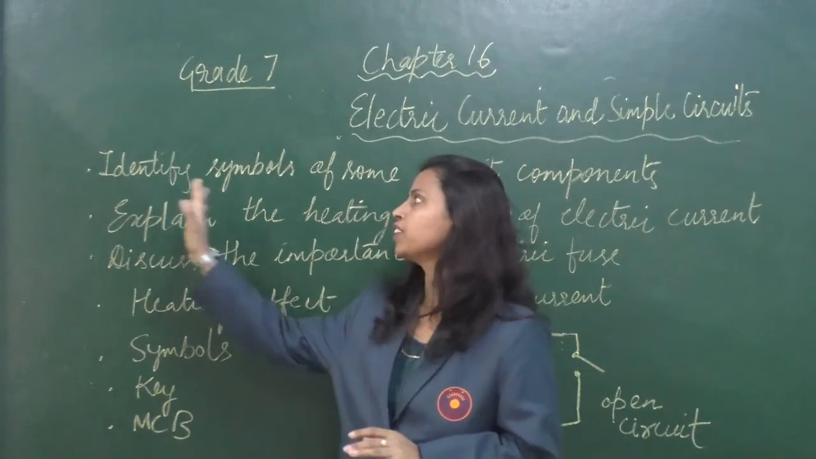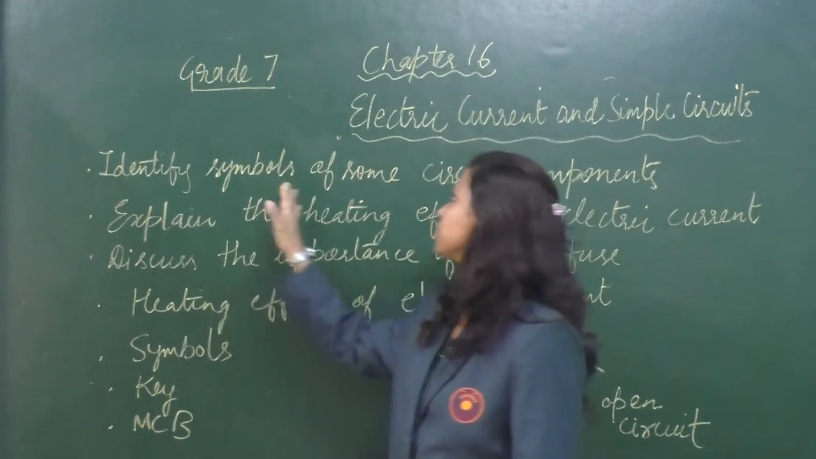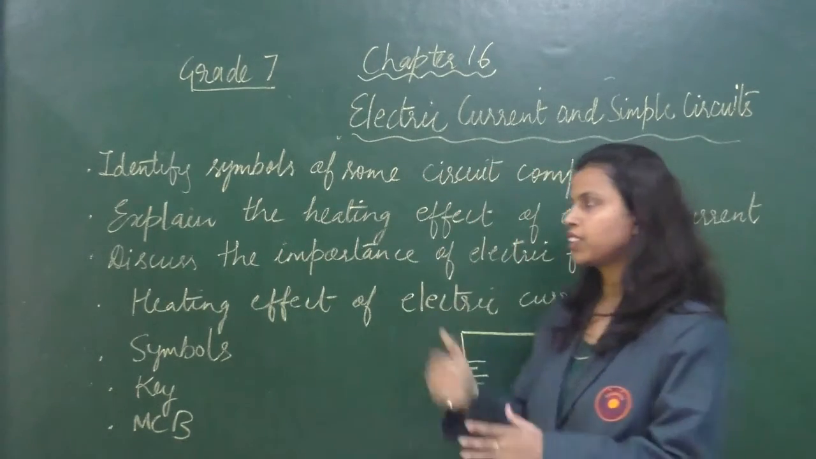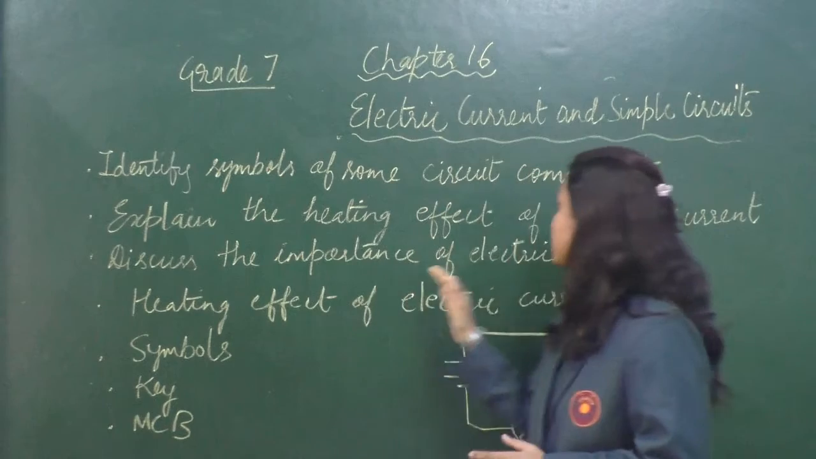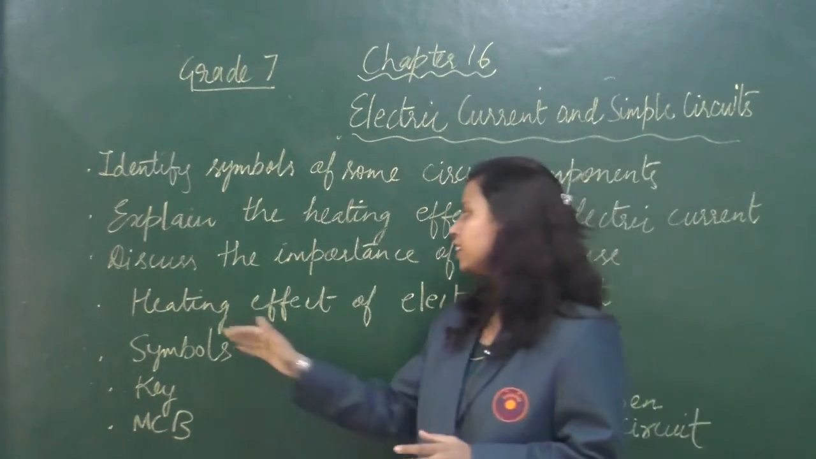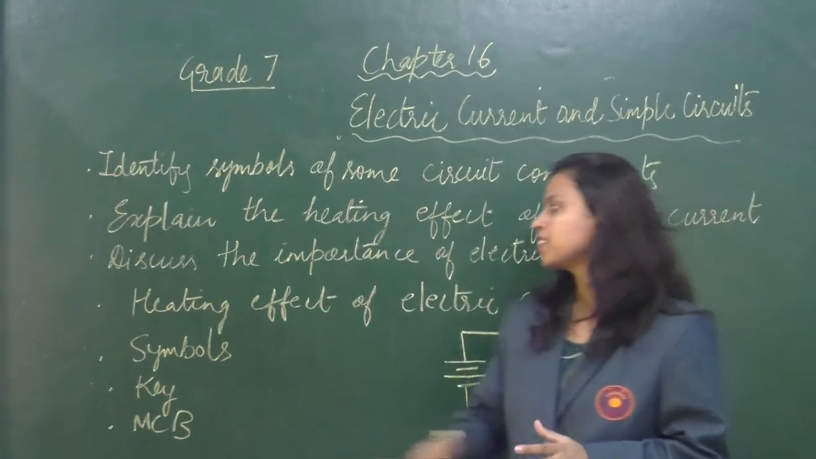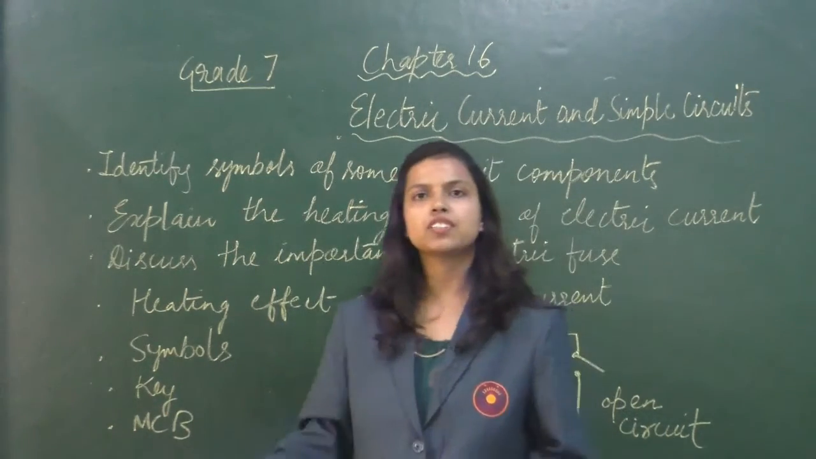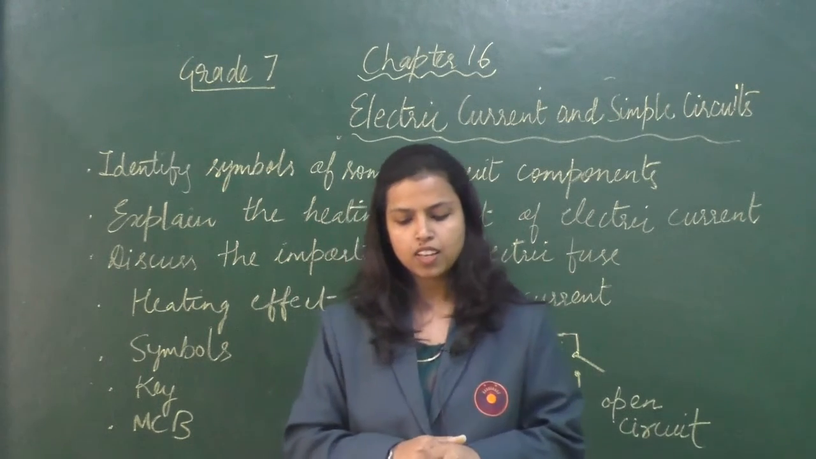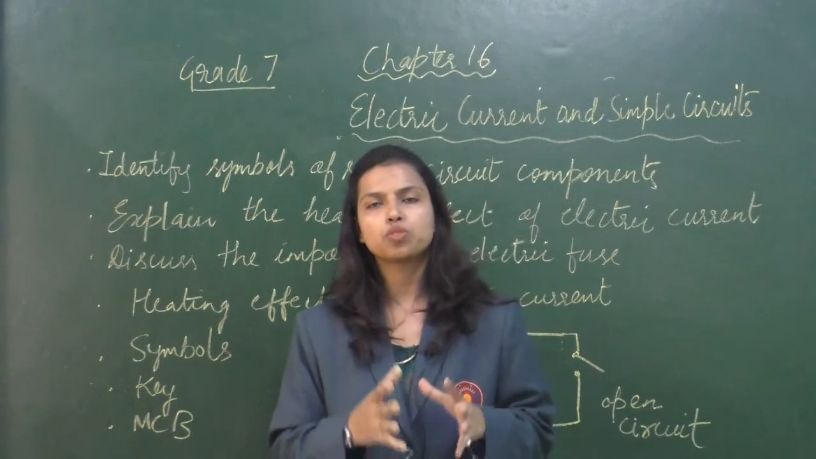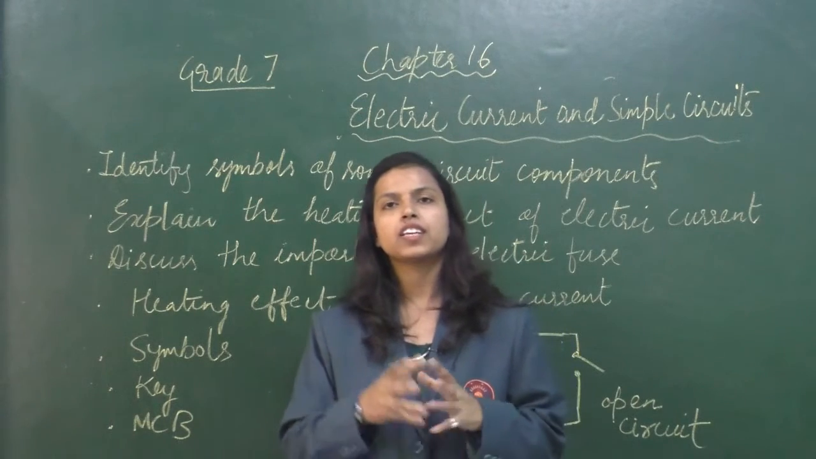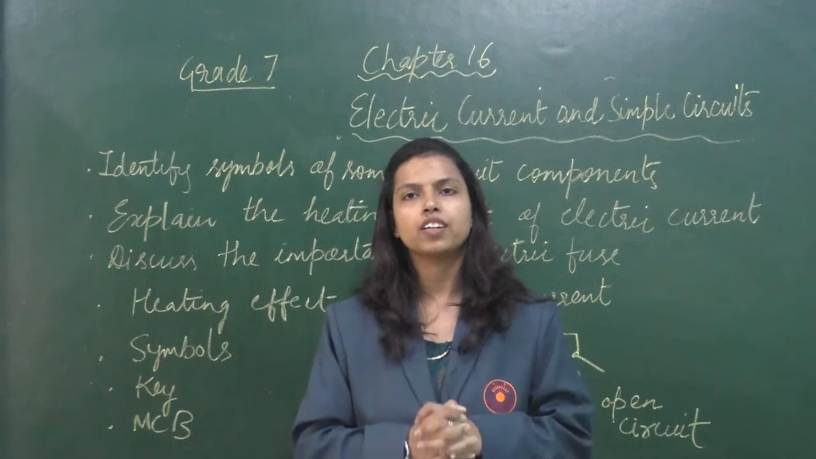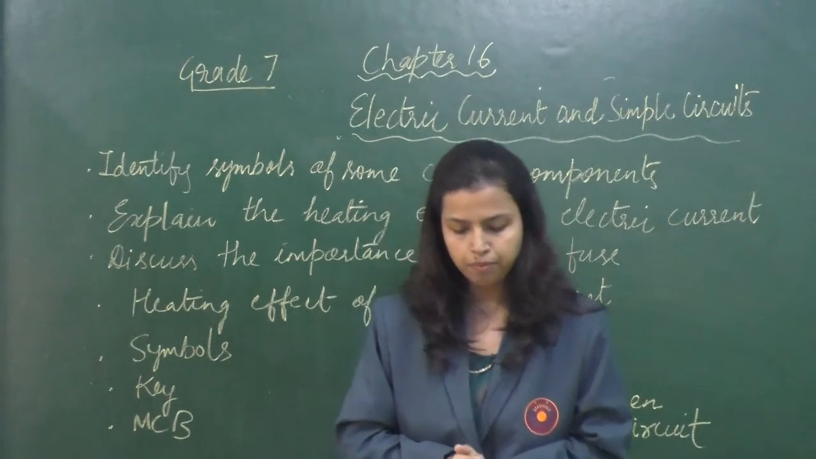So in this chapter we are going to discuss: identify symbols of some circuit components, explain the heating effect of electric current, discuss the importance of electric fuse, heating effect of electric current, symbols, key, MCB. So these are some key features that we discussed in this chapter. Symbols are used to make a circuit diagram. With the help of this diagram we can easily understand how current flows in an electric circuit.